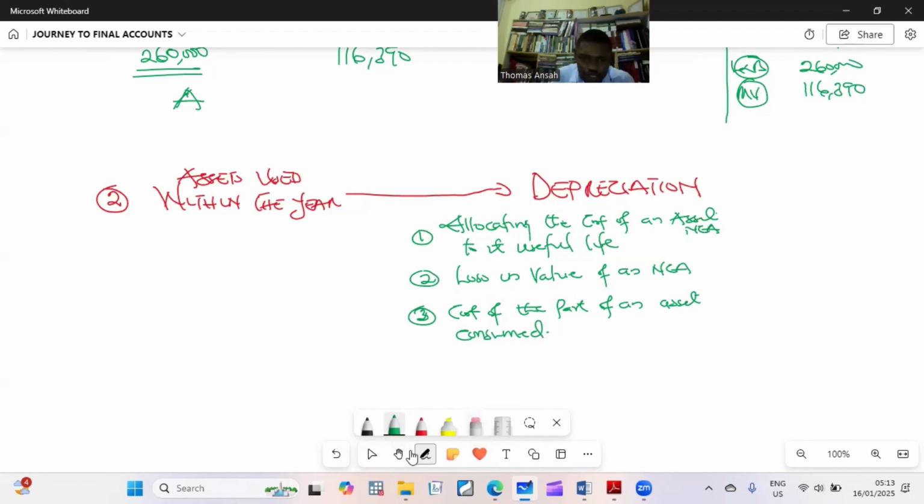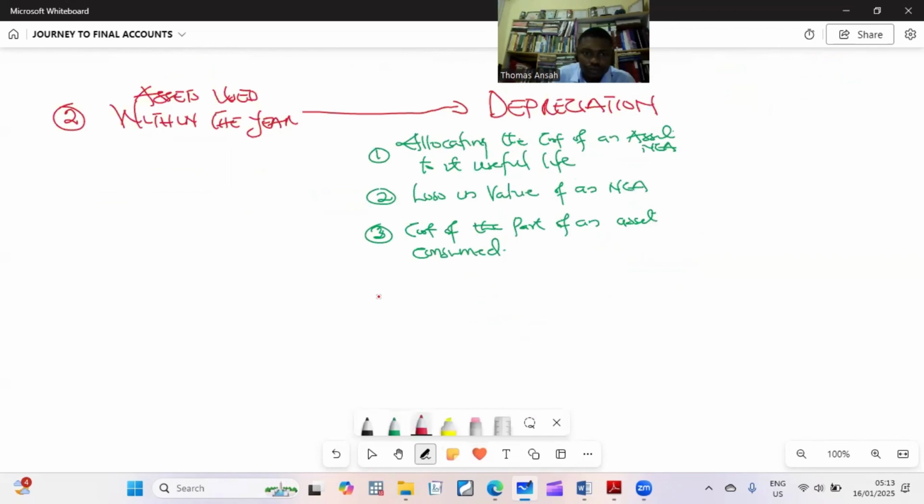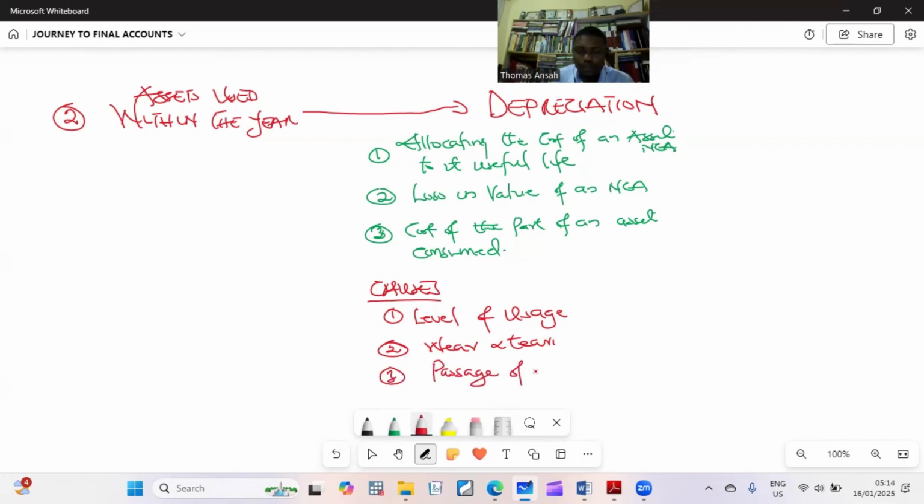Now, what are some of the causes of depreciation? Here we have level of usage. So as you use the asset, the value will come down. Wear and tear is also part of it, so it can make the asset lose its value. Passage of time can also make an asset lose its value, because there is more technology coming in.